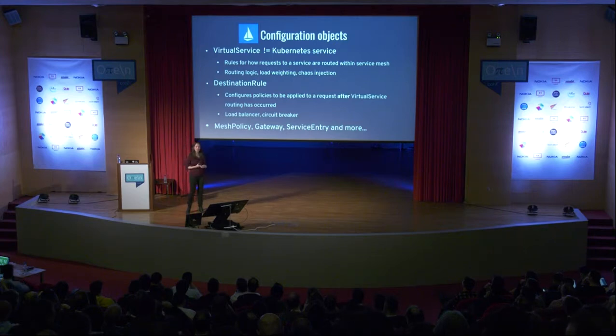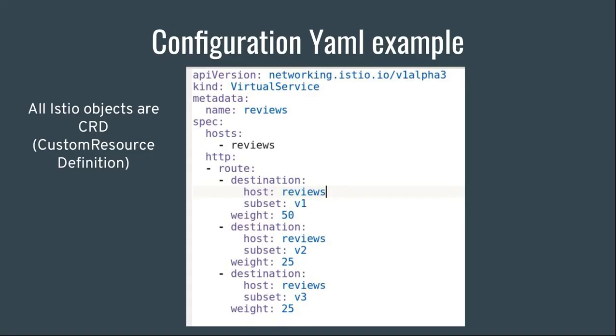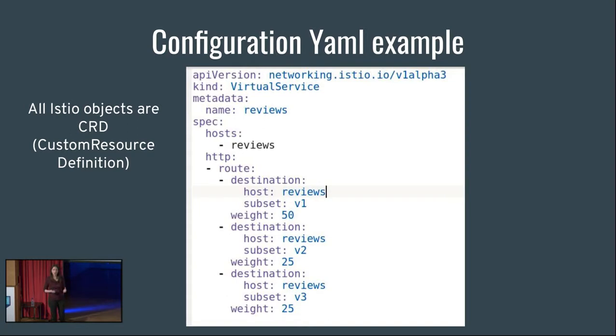There are several additional interesting objects. I invite you to check them out later. And this is an example of a configuration YAML. All of the configuration is done via YAML files. And all Istio objects are treated in Kubernetes as CRDs, which is the custom resource definition. It's a way of defining custom objects in Kubernetes.